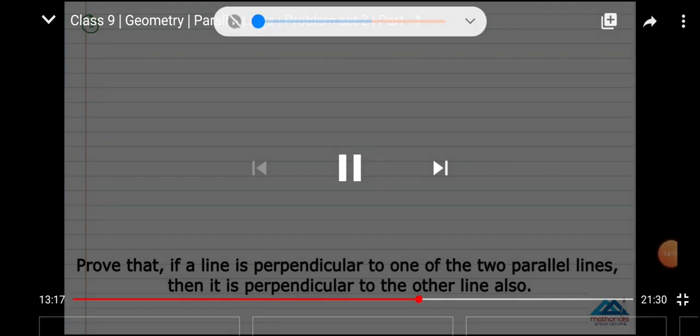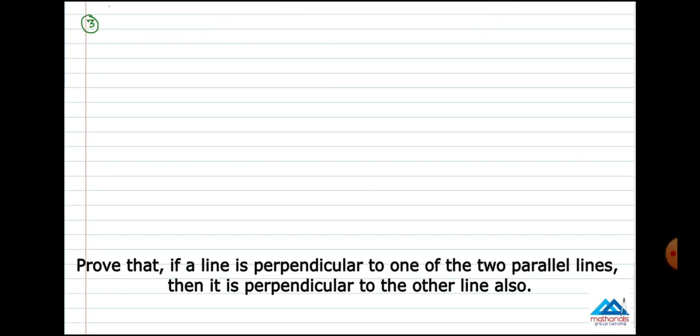So students, third question: prove that if a line is perpendicular to one of the two parallel lines, then it is perpendicular to the other line also. In this question, a figure is not given. So we will draw the figure, two parallel lines and one perpendicular straight line. We will name these lines M and N and this one is L. For better understanding, we will label this diagram A, B, C, D, E, F, G and H. So this is our diagram.